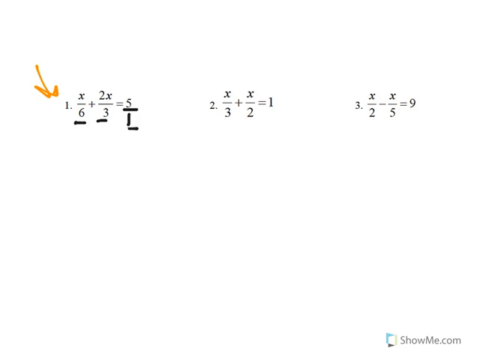So I can put 1 down here, 2 down here, and 6 down here. If I multiply 6 times 1, I get 6. If I multiply 2 times 3, I get 6. If I multiply 6 times 1, I get 6. 6 is the GCF. Now I multiply the numerator by the green number below.